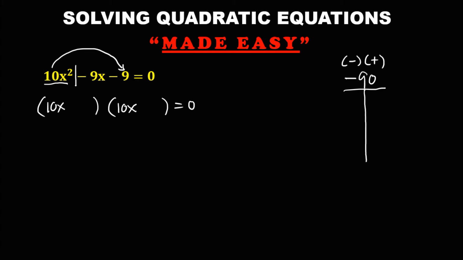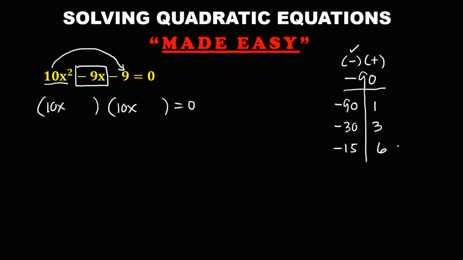Then from the given, since the middle term is negative, the bigger number must be negative. So to write the factors of this negative 90, we have negative 90 times 1, and again, the bigger number must be negative. Then we also have negative 30 times positive 3, or negative 15 times positive 6.